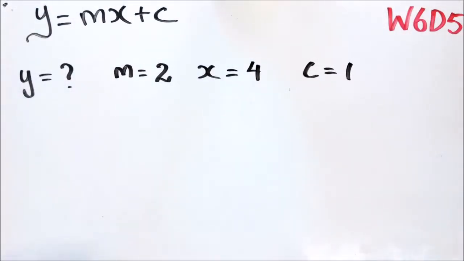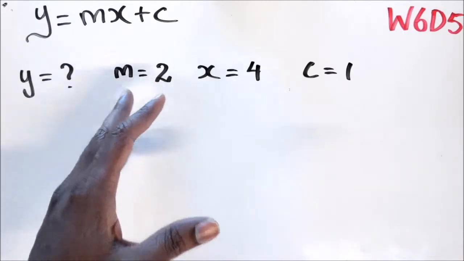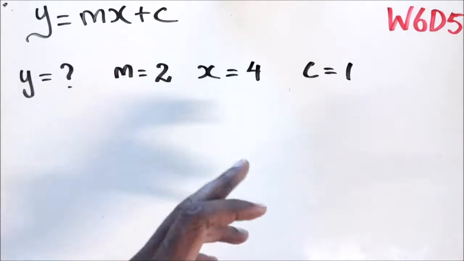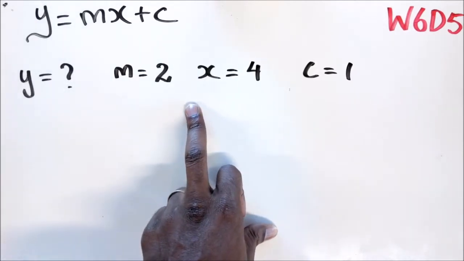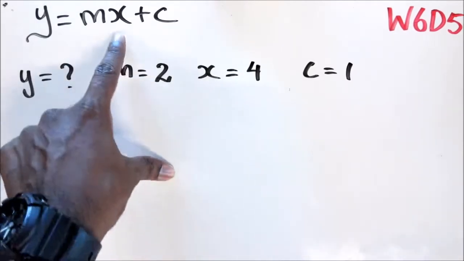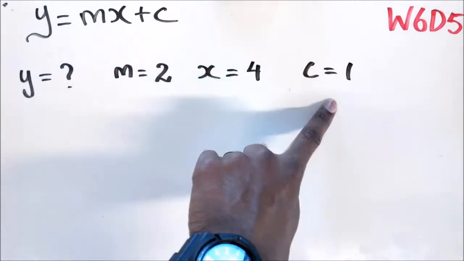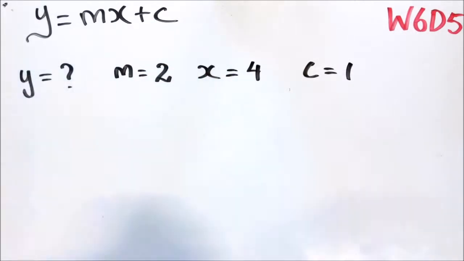This is Algebra Daily, week 6, day 5 questions. We're going to start doing some substitution. What we mean by substitution is, let's say we've got this particular formula, y equals mx plus c. We've been given what numbers represent those letters. Basically it means that m is equal to 2, x is equal to 4, and c is equal to 1, and we want to know what y is.